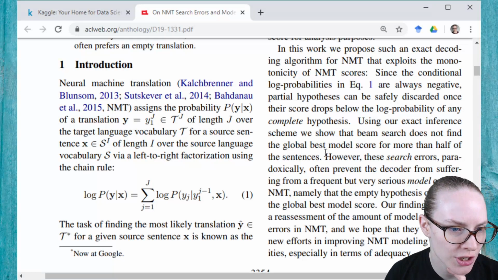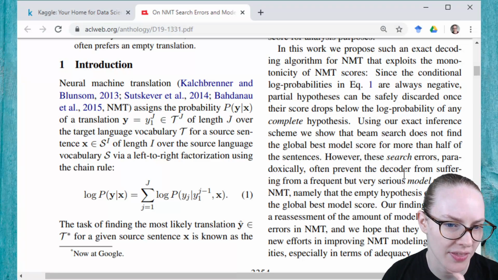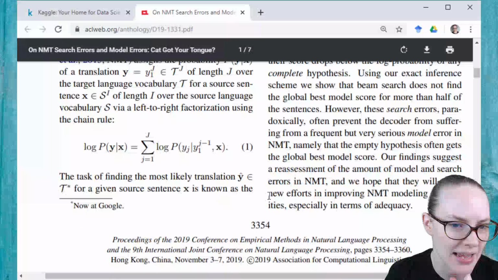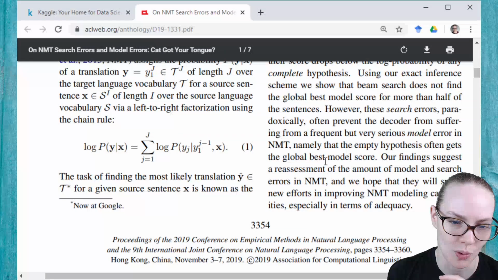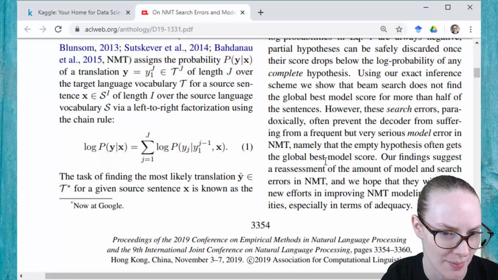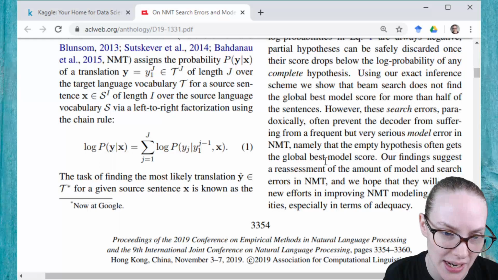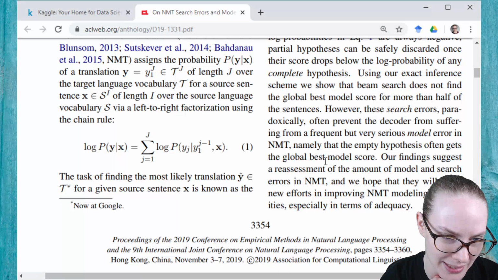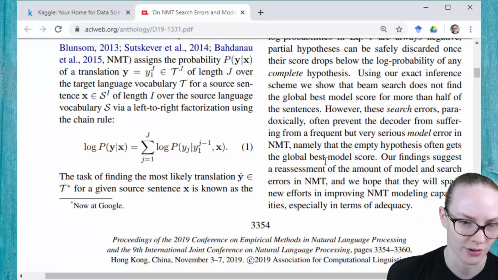However, these search errors paradoxically often prevent the decoder from suffering from a frequent but very serious model error in NMT, namely that the empty hypothesis often gets the global best model score. Our findings suggest a reassessment of the amount of model and search errors in NMT, and we hope that they will spark new efforts in improving NMT modeling capacity, especially in terms of adequacy.